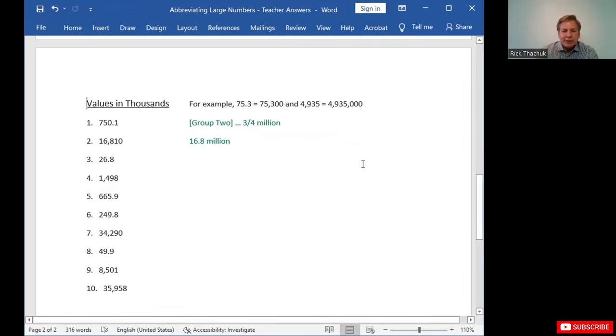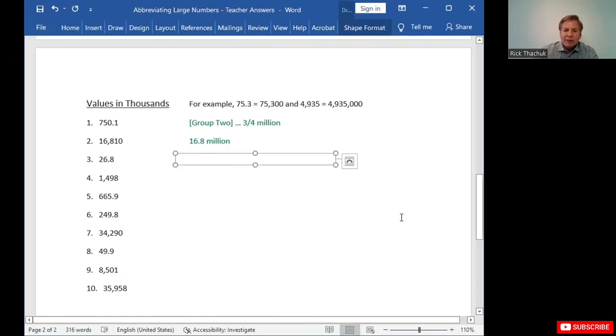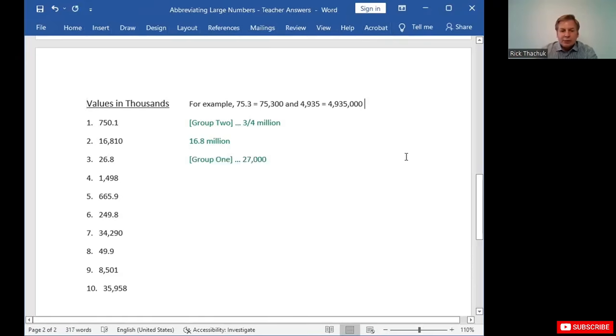Let's look at number 3. 26.8 thousand, which if I expand that out is 26,800. Okay, how can I simplify that? Well, that number then is very close to 27,000. It's actually just under. So I will use anything from group 1 referencing 27,000. So almost 27,000 or just under 27,000.